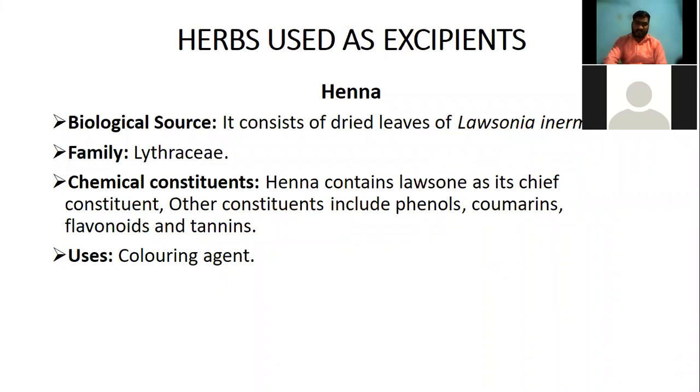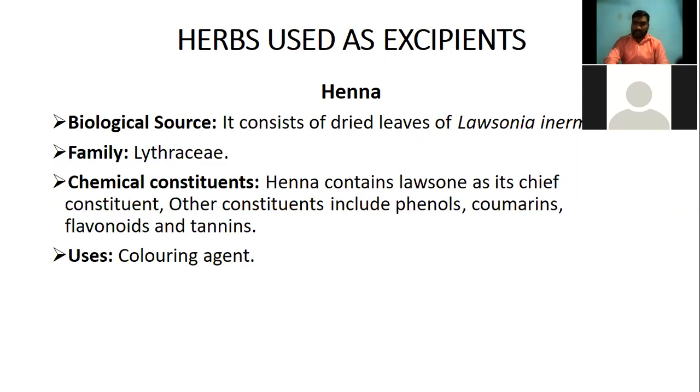In the previous chapter, I gave some examples. Lawsone is the chemical constituent which is responsible for the color. So what are the chemical constituents present in henna? It contains lawsone, the chief chemical constituent present in henna and mehendi. Other constituents include phenols, coumarins, flavonoids, and tannins. So various chemical constituents are present.